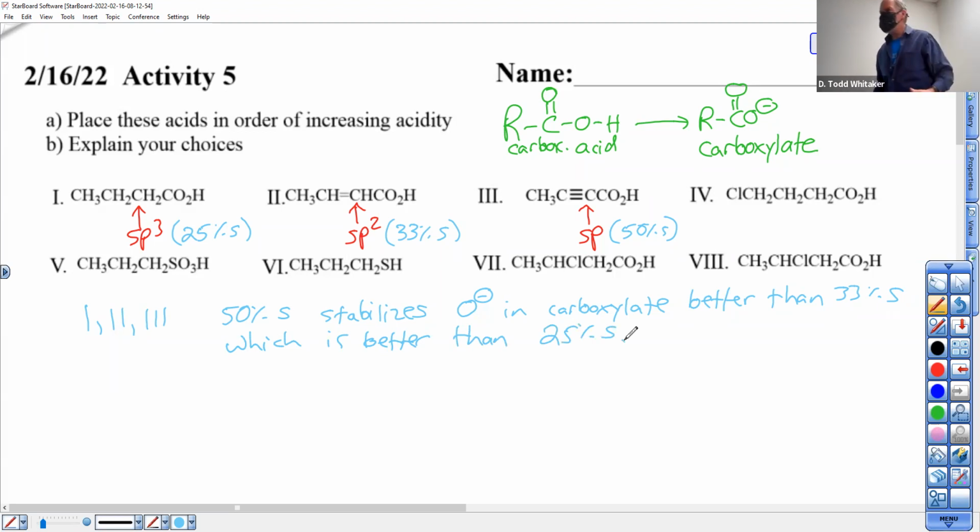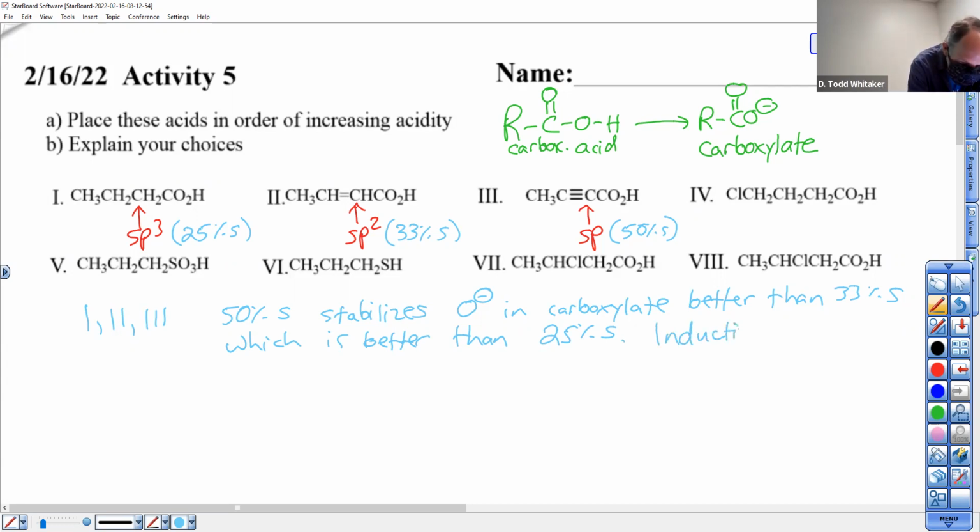And the reason is S is closer to the nucleus. S is closer to the nucleus than P. So higher percentage S, higher percentage closer to the nucleus. So you're bringing things closer to your nucleus. And it's on an adjacent atom. You can think of this as an inductive effect. I'm going to call it an inductive hybridization effect. I just invented it right now. And I like it. It sounds catchy.